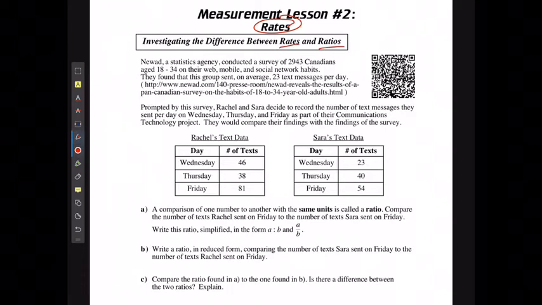For the investigation, NUAD, a statistics agency, conducted a survey of 2,943 Canadians aged 18 to 34 on their web, mobile, and social networking habits. They found that this group sent, on average, 23 texts per day. Prompted by the survey, Rachel and Sarah decided to record the number of text messages they sent per day on Wednesday, Thursday, and Friday as part of their communicating technology project. They would compare their findings with the findings on the survey.